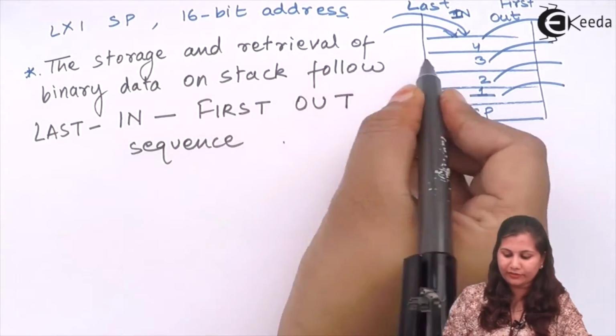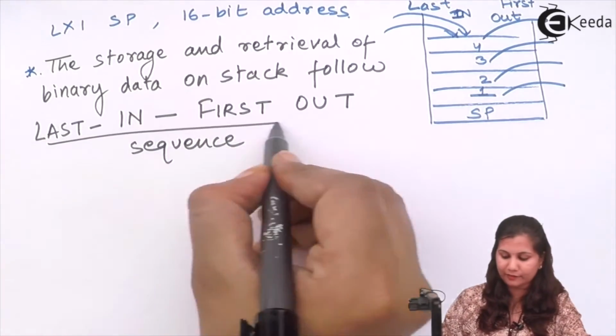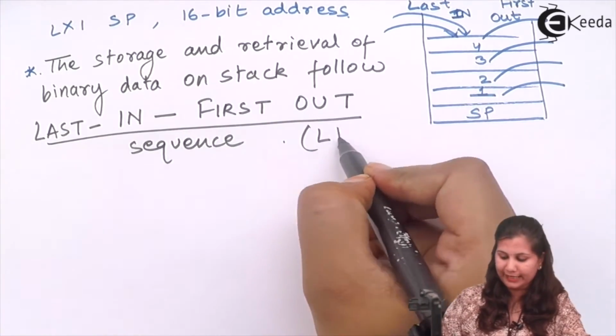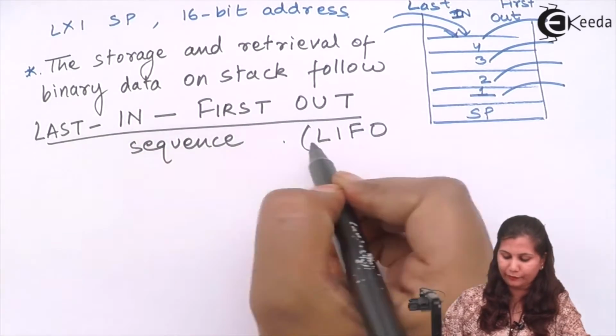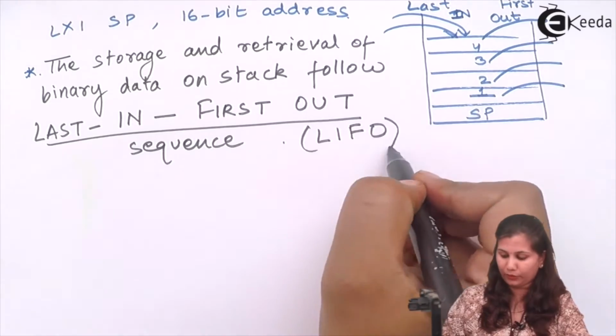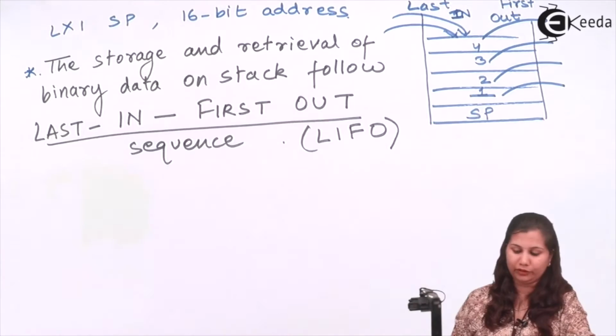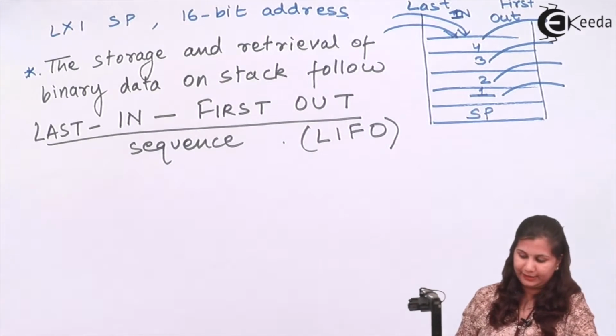So the storage and retrieval of binary data on the stack follow last in, first out, or we can say LIFO: L for last, I for in, F for first, and O for out. This LIFO sequence is followed for the storage and retrieval of binary data in the stack.